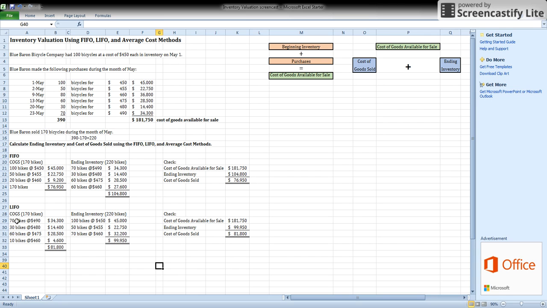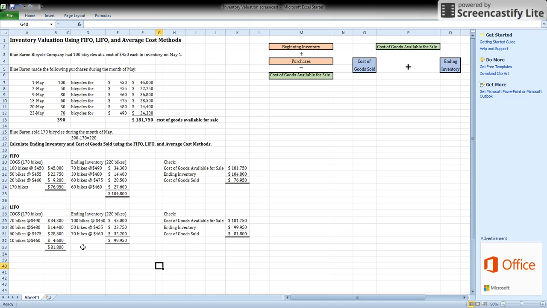Now at that point, 70 plus 30 plus 60, we've accounted for 160 bicycles that were sold, which means there are 10 more bicycles that we sold, and we would take those out of the May 9th purchases. We purchased 80 bicycles on May 9th. 10 of them were sold at $460 a piece. So if you add that all together, you come up with a cost of goods sold amount of $81,800. After that, then we can calculate our ending inventory.